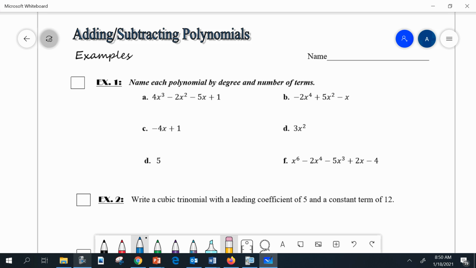So for example one, we're going to bring back some vocabulary. I would suggest right now that you go get the vocabulary and study guide that we did last class, where we talked about all those words like trinomial, quadratic, all those new polynomial vocabulary words. So for example one, you're going to name each polynomial by the degree and by the number of terms. The table you're looking for is on the back side of your notes. There's two tables about classifying polynomials.